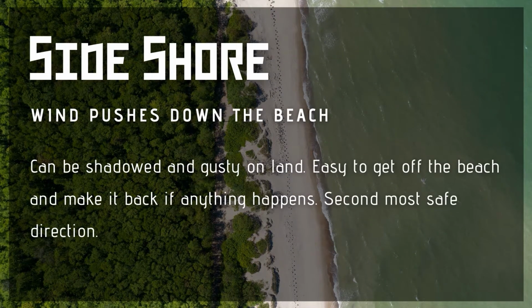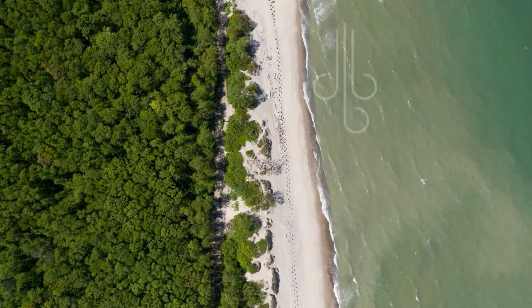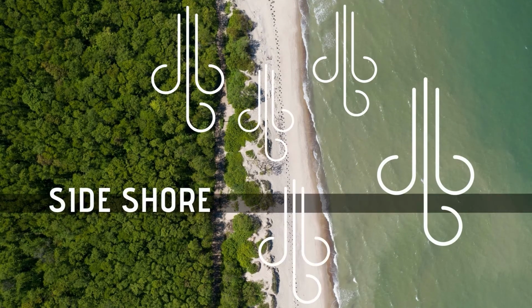Start with side shore. It's when the wind pushes down the beach. It can be shadowed and gusty on the land. It is easy to get off the beach and make it back if anything happens. It is the second most safe direction. So basically the wind direction is parallel with the beach line right there, just like this, as you can see.